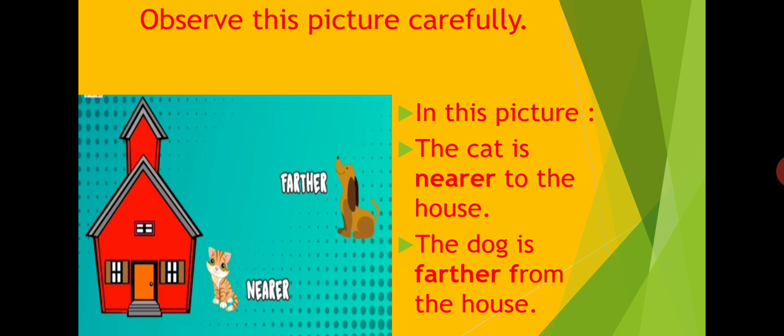Check the positions of both the animals. The cat is nearer to the house. Position cat ki kahan hai? Nearer to the house. And what about the dog? The dog is farther from the house. House se thoda sa door hai. So you have learned the position of nearer and farther. What do you mean by nearer and farther?